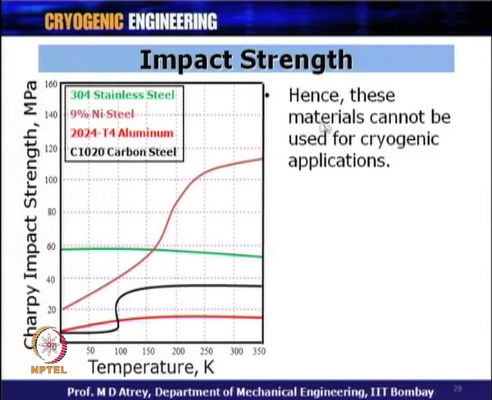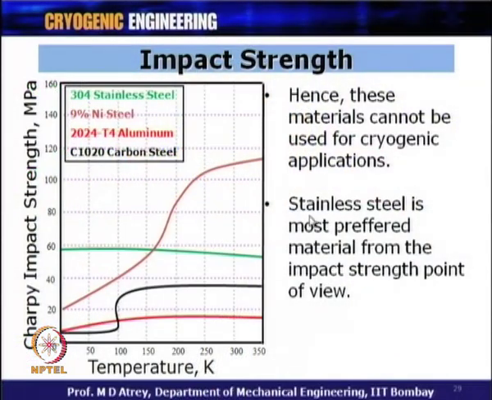Hence, these materials cannot be used for cryogenic applications. So, all those materials which have S transformation, which have DBTT, which have DBT, cannot be used in cryogenic application because at lower temperatures they do not have any impact strength. Again, we can find from the curve that stainless steel is the most preferred material from the impact strength point of view. All right? This is a very important finding from this curve.